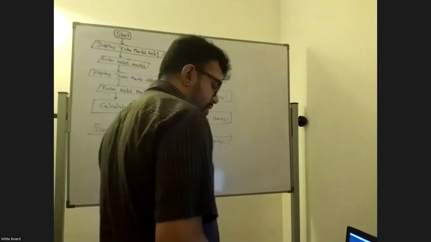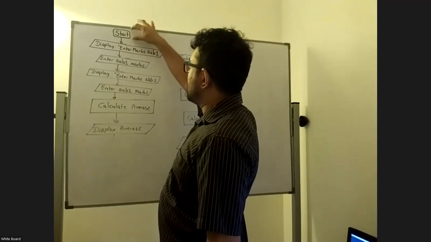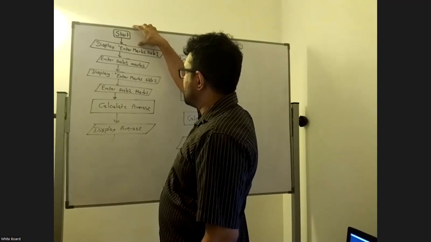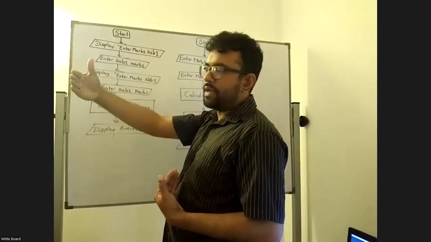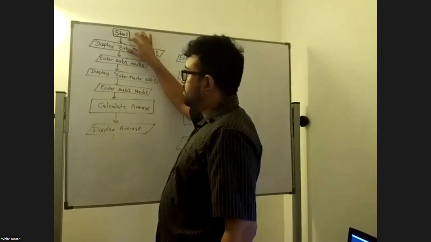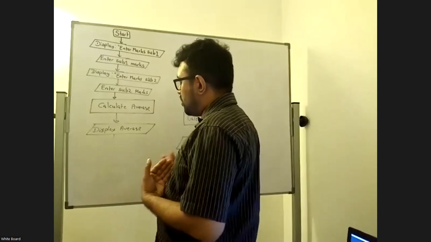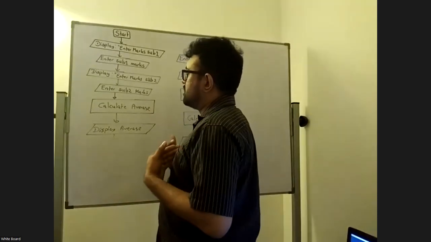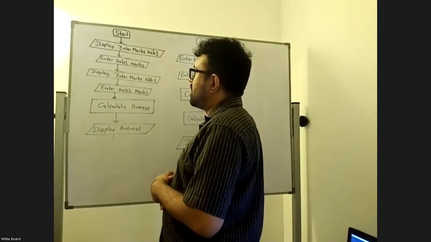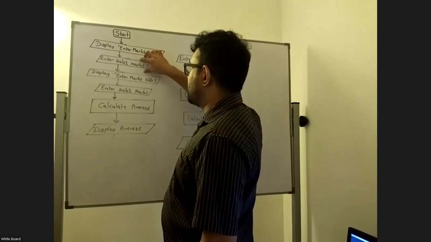Okay, before that, did you understand this? Now, the start is there. Display enter marks for subject one is an output operation, so we just mark it as an output symbol, because we have to tell the particular user to enter the marks for the first subject. Then he enters it once the prompt is given.